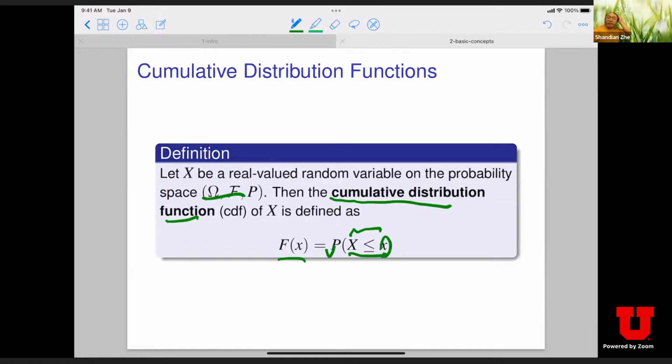Okay, let's stop here today. I'm going to go through the cumulative probability distribution and probability density function and so on in the next lecture.